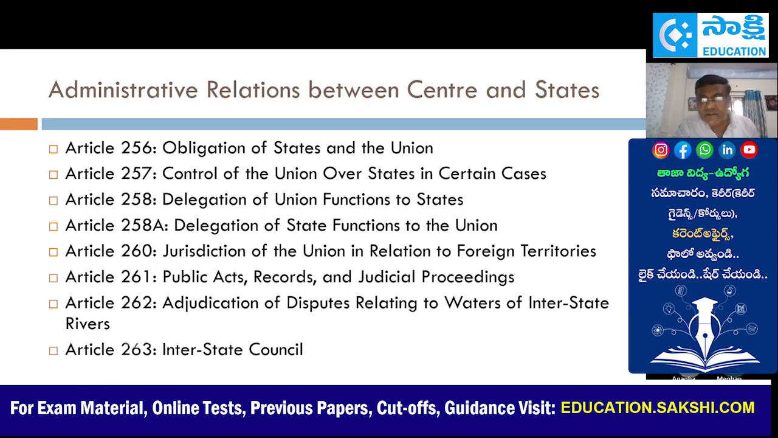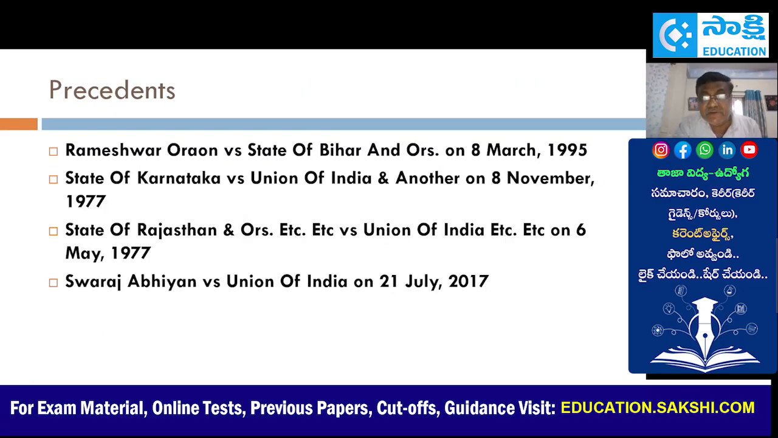So these are the different articles related to the relation between the central government and state government as far as the administrative matters are concerned. Now, some of the precedents, that is some of the cases, the judgments given by Supreme Court of India. In the case of Rameswar Varan versus State of Bihar, it was observed it is mandatory for the state government to act according to the direction by the central government.